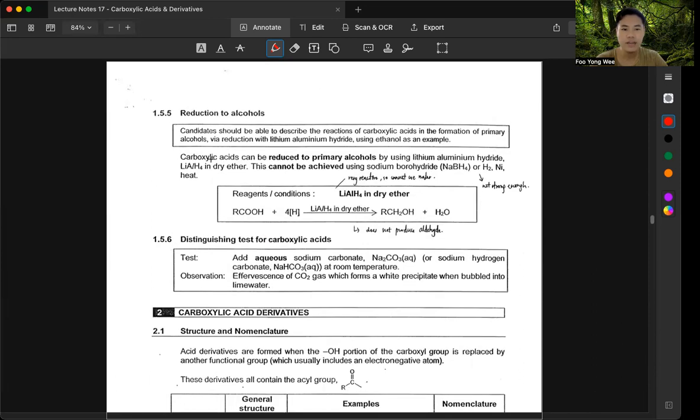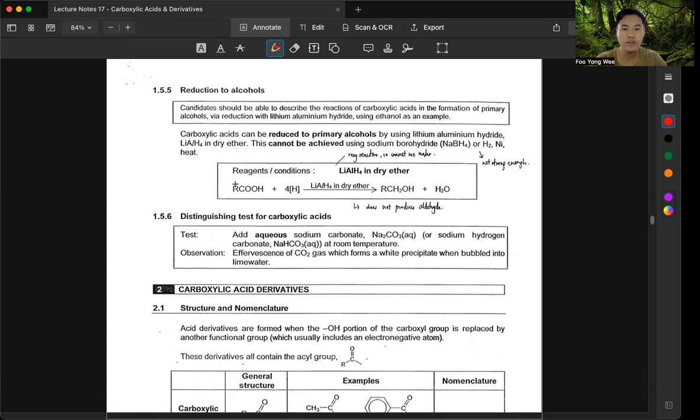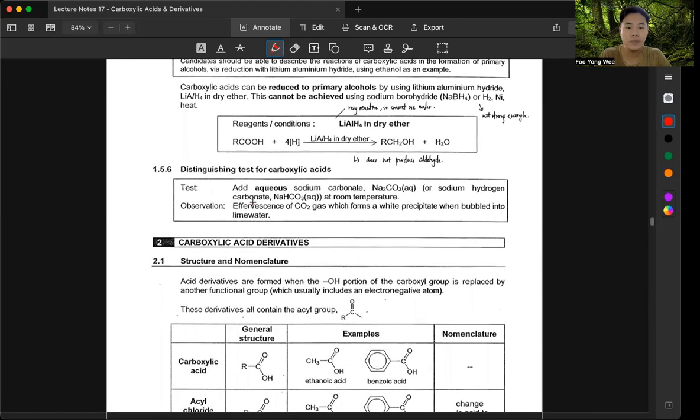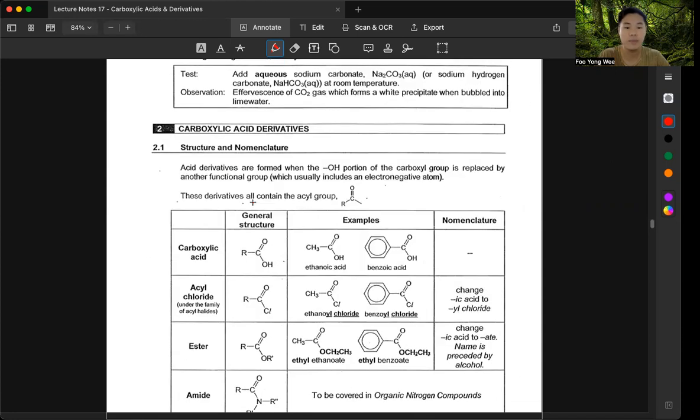Looking at the reduction to alcohol, you can actually reduce your carboxylic acid back to primary alcohol using lithium aluminum hydride. But it will not be successful with sodium borohydride or even hydrogen with a nickel catalyst. So if you want to prove that something is a carboxylic acid, the best way is to use sodium carbonate or sodium hydrogen carbonate. Then you will see effervescence and you test the gas using lime water, by bubbling the gas through lime water, which will produce a white ppt.